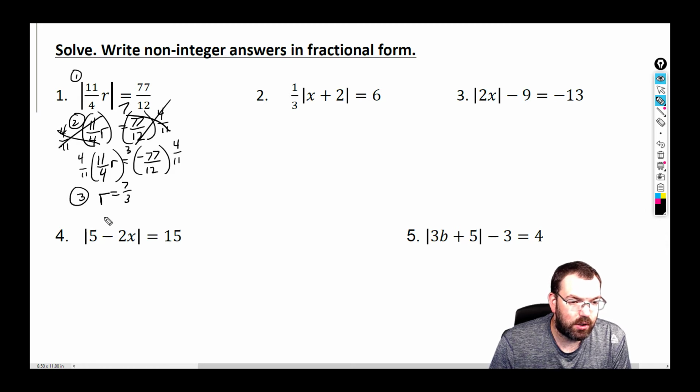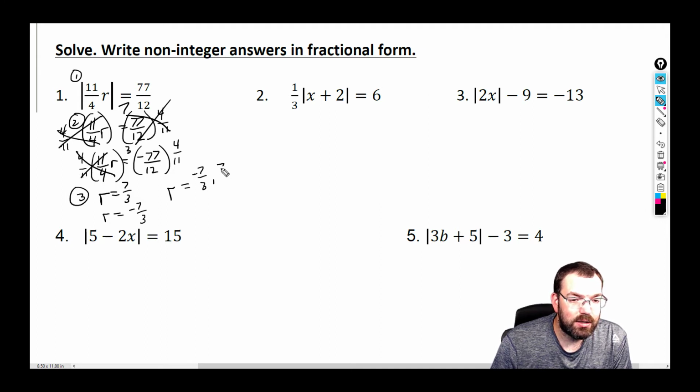Now I go to the second one. R equals. Well, that's going to cancel. That's going to cancel, right? So I get R equals. What's going to happen over here? Well, these are the same numbers, so I'm going to get negative 7/3. So my answer is R is equal to negative 7/3, comma, positive 7/3.